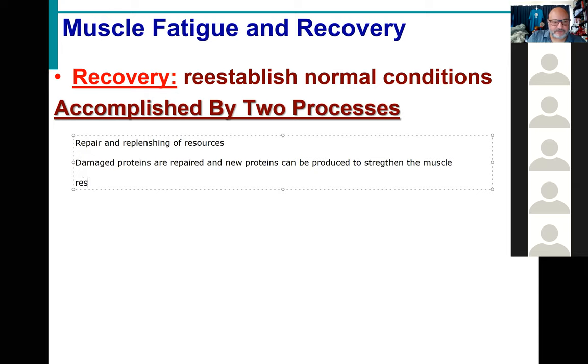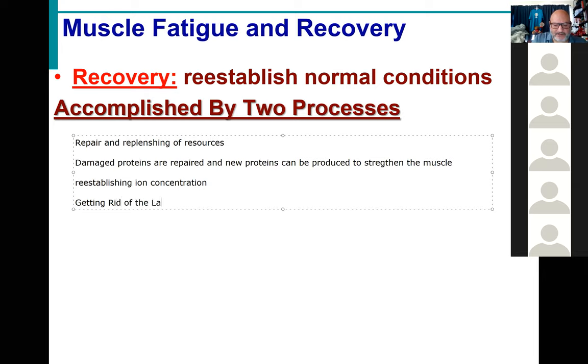reestablishing ion concentrations, right? Things along those lines, getting rid of the lactic acid, and like I said, also replenishing the metabolic resources.